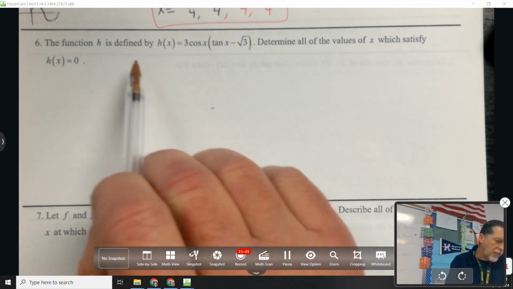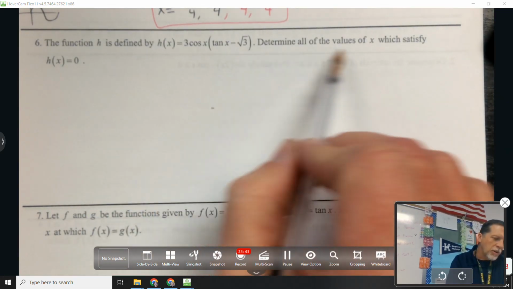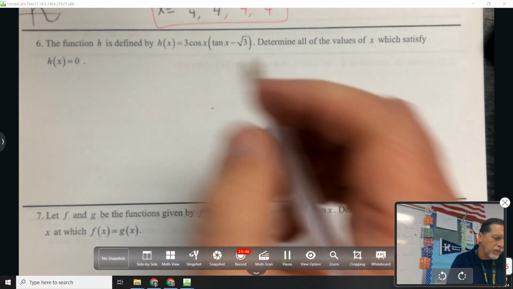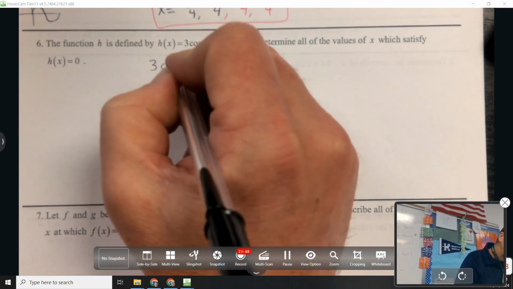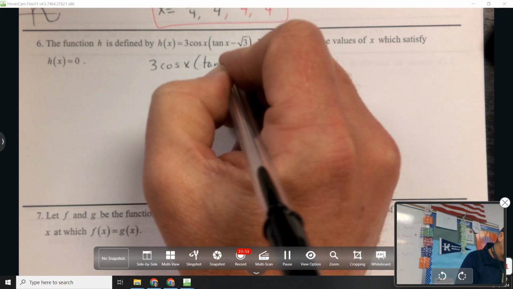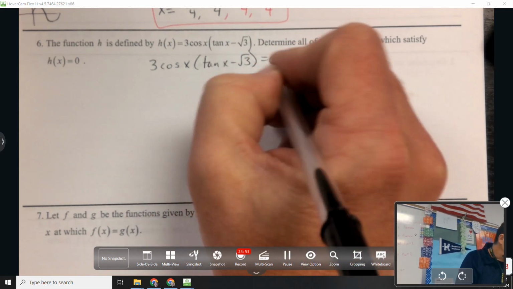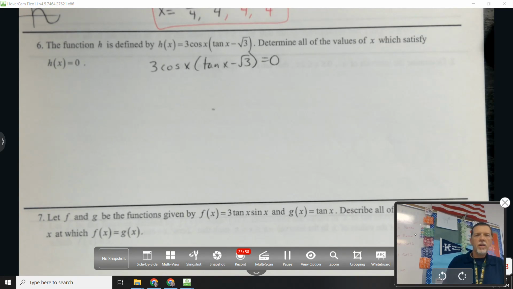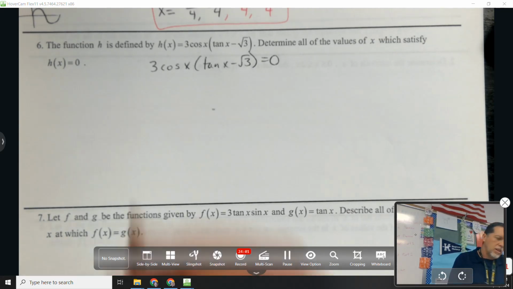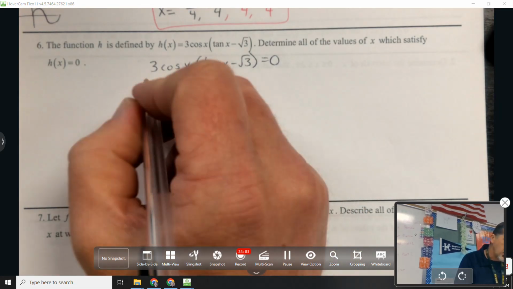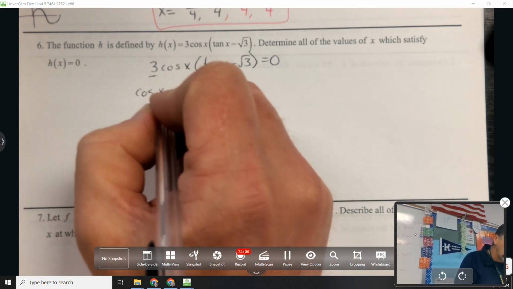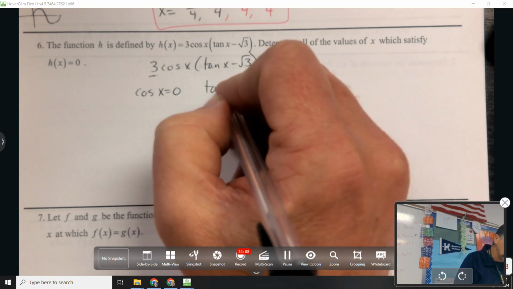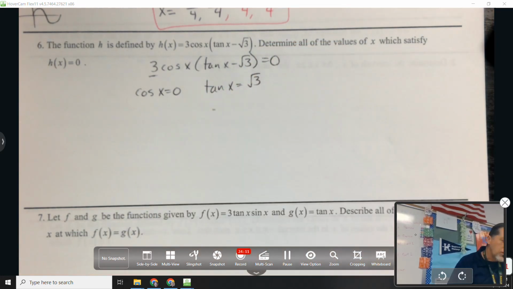Number 6, function h is defined by that thing. Determine all the values which satisfy h of x equals 0. 3 cosine x tangent of x minus root 3 equals 0. Okay, we've done this before. Set them both equal to 0. This 3 doesn't really do anything for me. Cosine of x equals 0. Tangent of x equals square root of 3. Oh, I see what's different about this one.